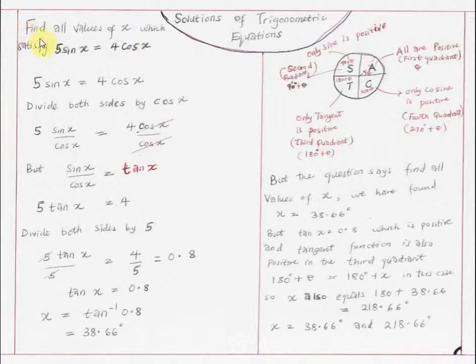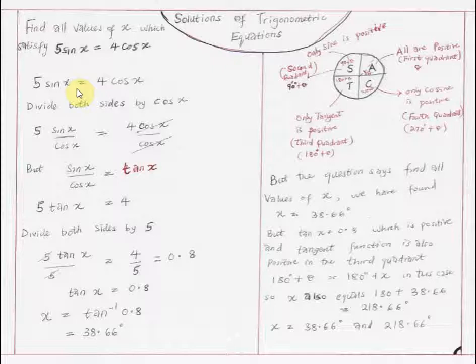At how we solve trigonometric equations. And here we have this question that says find all values of x which can satisfy 5 sine x equals 4 cos x. So we have this as an equation. We're trying to find the value of x. X is the variable we're trying to solve here.